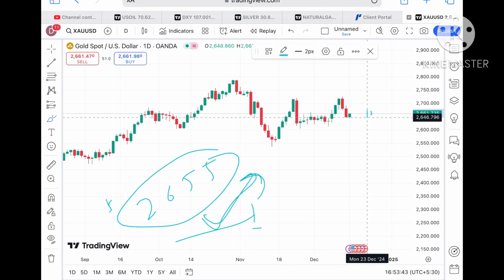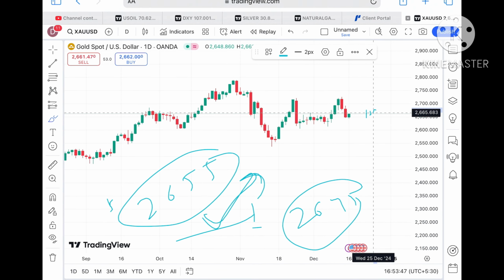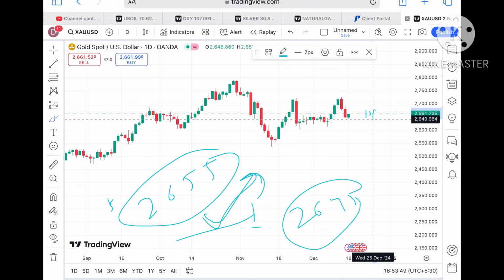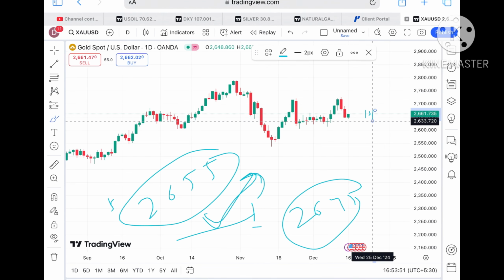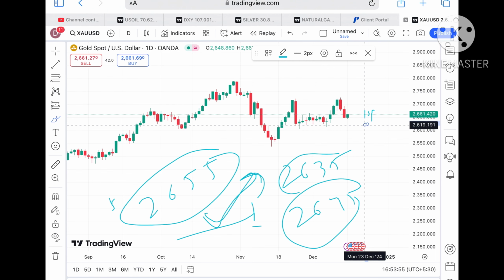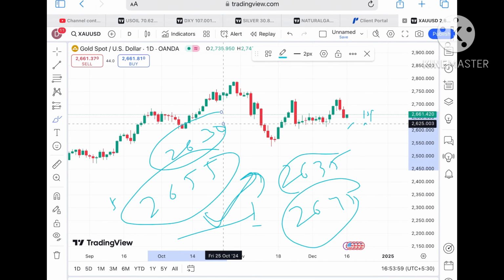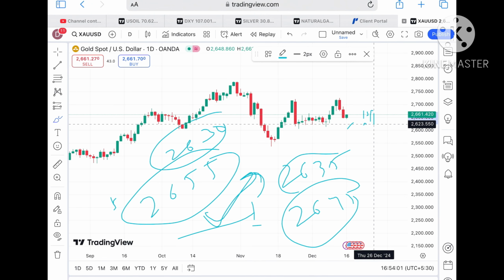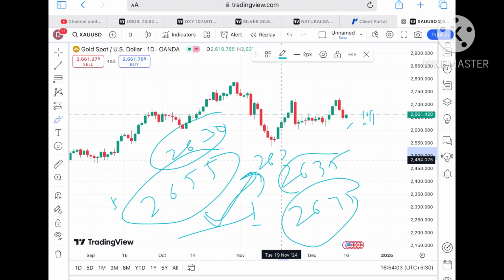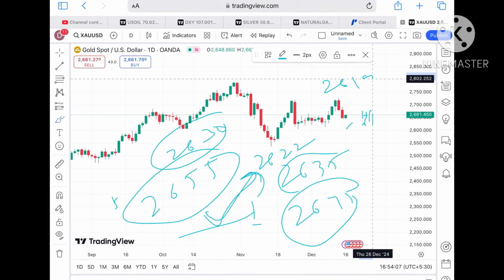But if it starts falling below this level, the next level is 2645. If that doesn't sustain, we can see a further downfall towards a level of around 2635, and from there a further fall towards a level of around $2630. If that doesn't sustain, a further fall towards a level of $2622, and then a further fall towards a level of $2619.